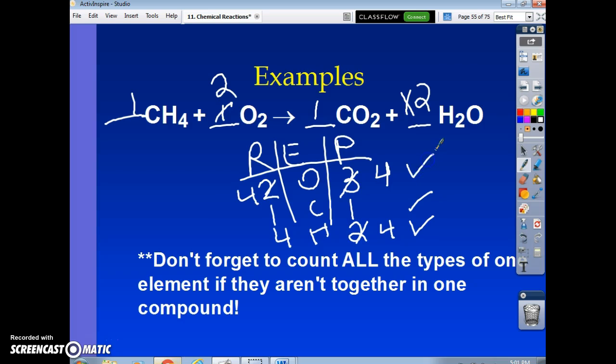Everybody's happy. How did I know to fix this hydrogen first? Well, I looked and I said, if I fix this hydrogen, it's going to affect my oxygen, so there's no point in me going over here to fix my oxygen first.